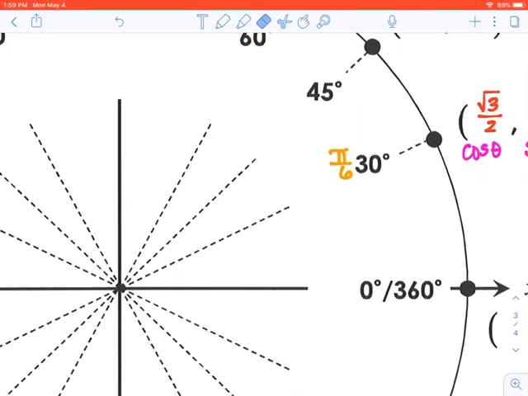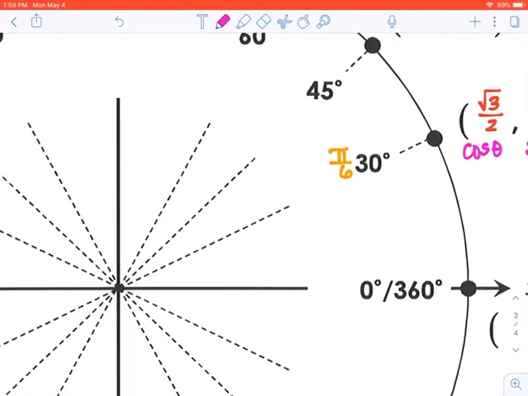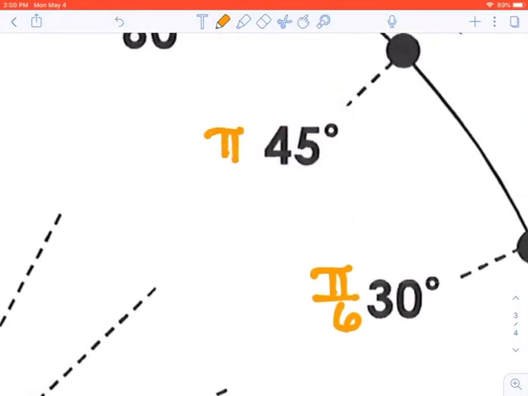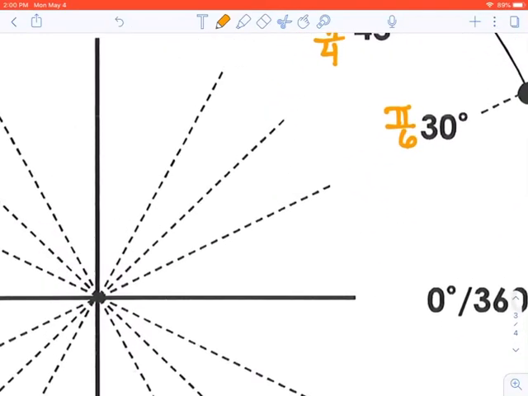Now I'm going to look at 45 degrees. To start, 45 degrees is going to be pi over 4 in radians. So if I were changing 45 degrees to radians, multiply by pi over 180, I get pi over 4. All right. Now let's look at this triangle, 45, 45, 90.